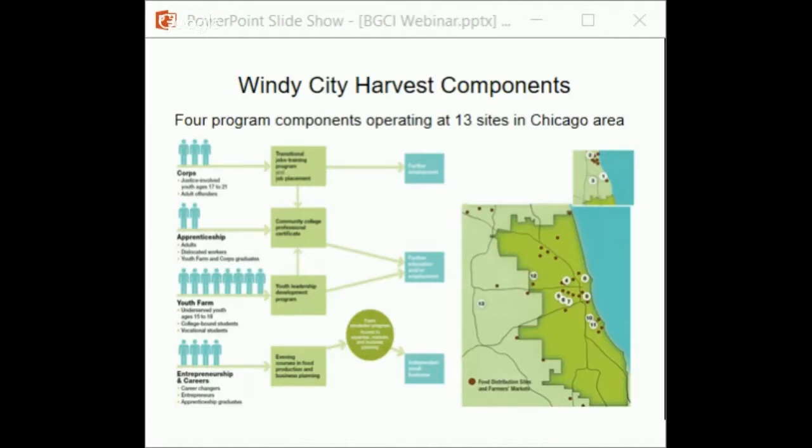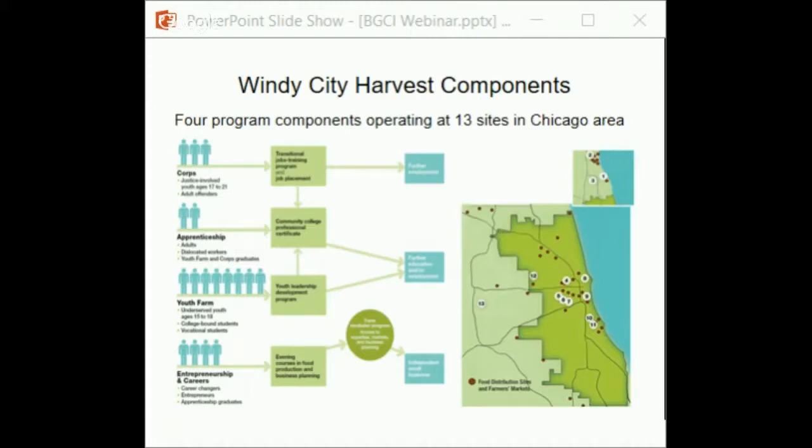Windy City Harvest also has 4 main components. We have our youth farm, which is our high school program, the core that works with young adults with barriers to employment, the apprenticeship program, which is our career track program, and an entrepreneurship program, which provides opportunities for apprenticeship graduates to plan and launch their own urban farm businesses.